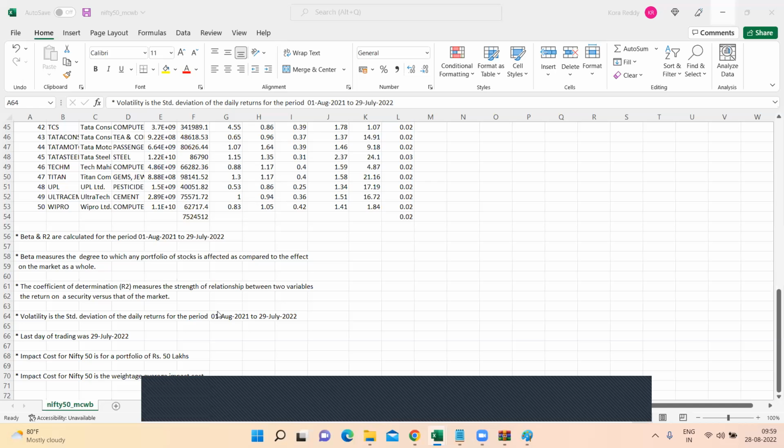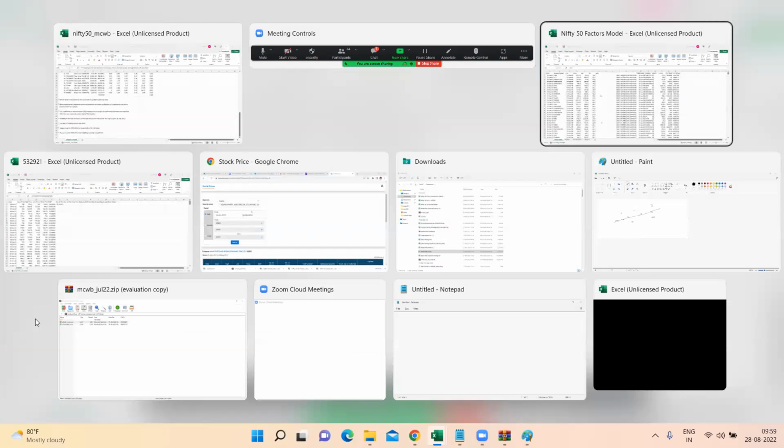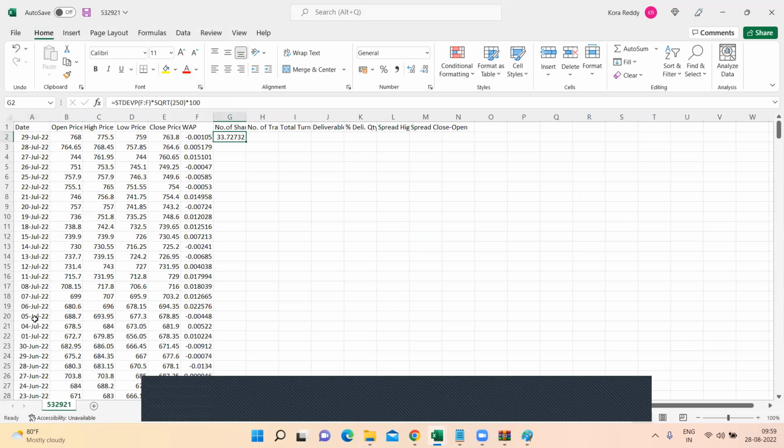Who is this? I mean, it's a standard deviation of daily returns. Yes. So how we are getting it? So let's see.